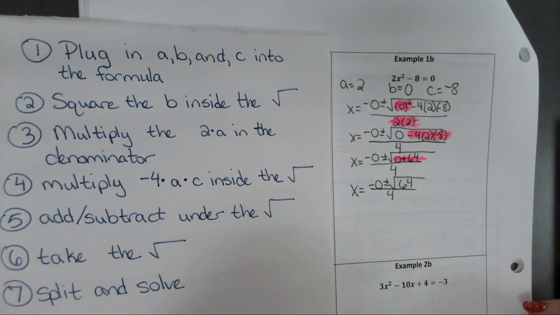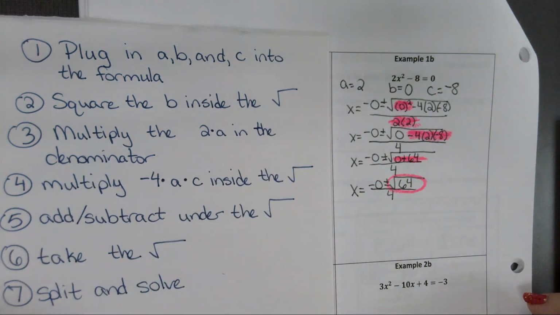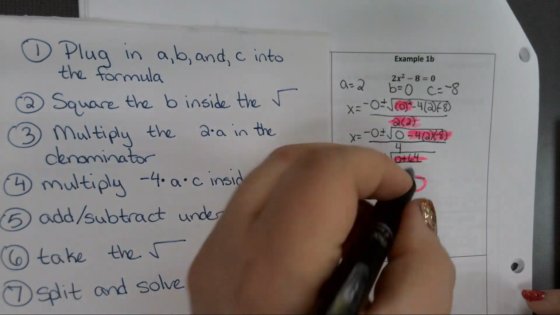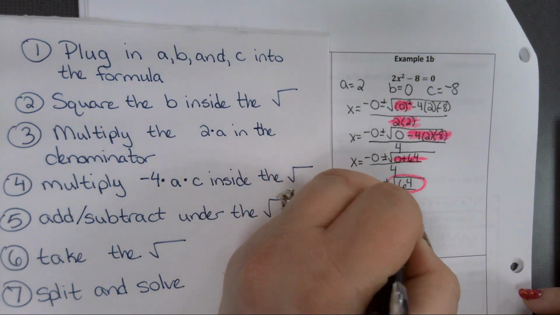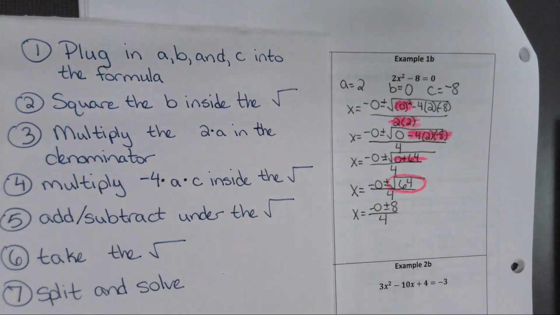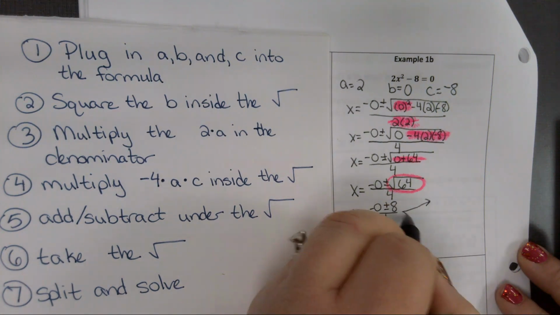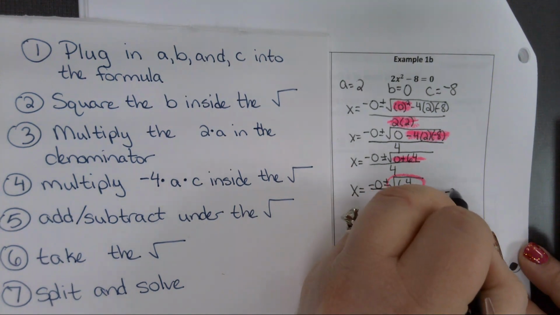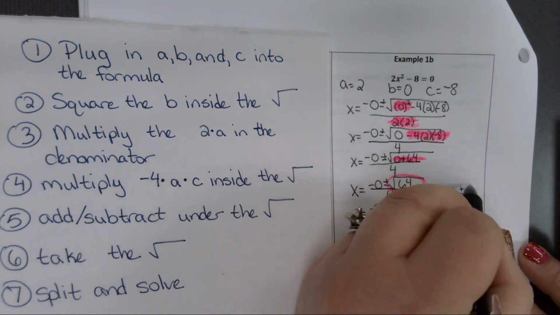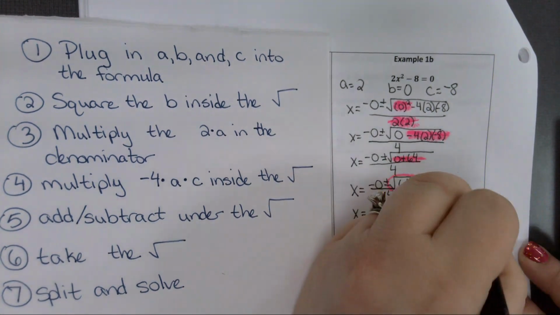And we'll take our square root of 64, which is 8. It's time to split and solve. So we'll split this off into two separate equations. We have x is equal to -0, which we do know is equal to just 0. And the top one will make +8, and the bottom one will make -8.